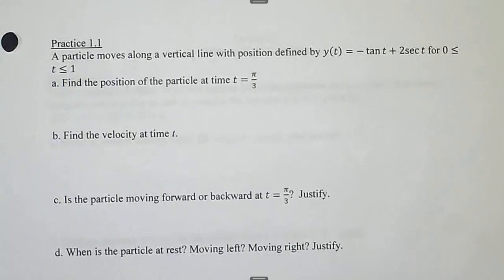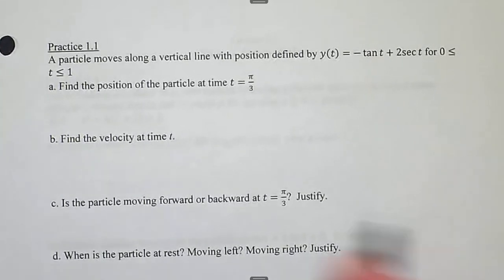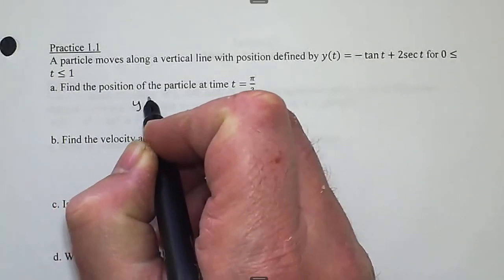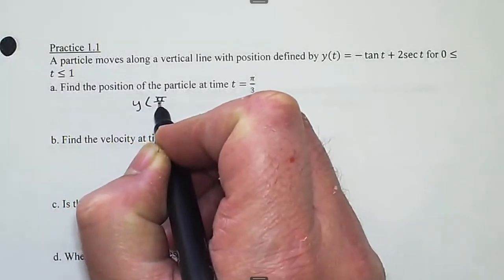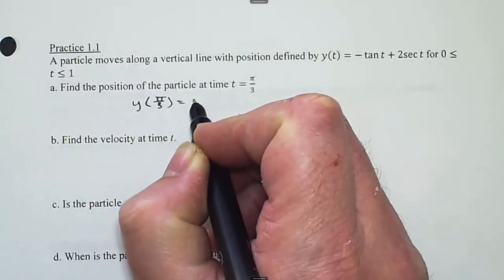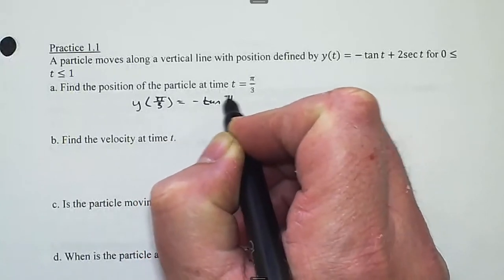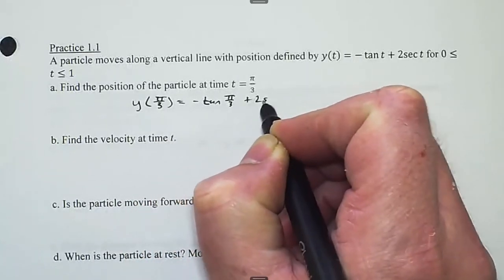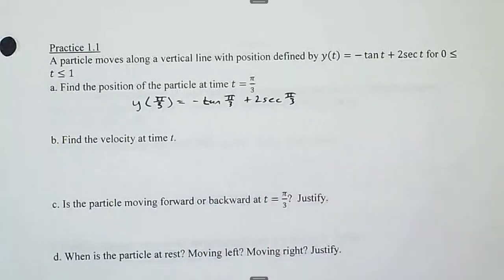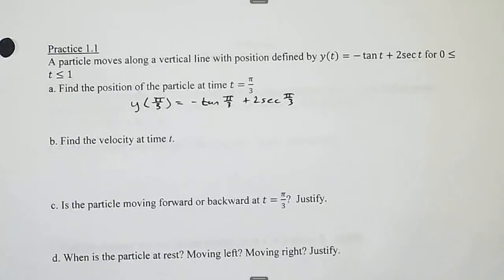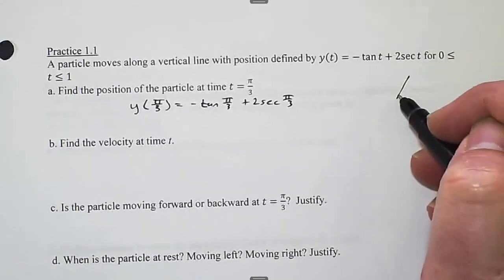Now, for most of this unit, we're going to work with a calculator, but anytime we get a chance to practice evaluating trig, I want to do that. So position is simply evaluating at the position function. So we're going to evaluate negative tangent pi over 3 plus 2 secant pi over 3. I highly recommend you have your tangents memorized. Pi over 4 is easy. That's just 1. Tangent of 0 is 0. Tangent of pi over 2 is undefined because it's straight up and down. So the two that are difficult are the pi over 3 angle like that and the pi over 6 angle like that.